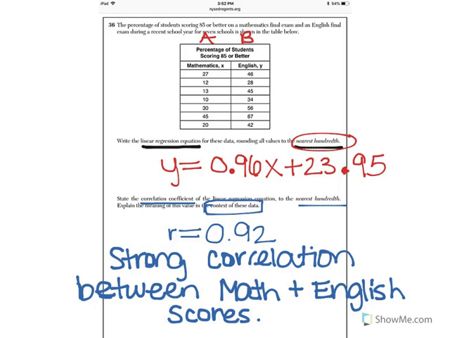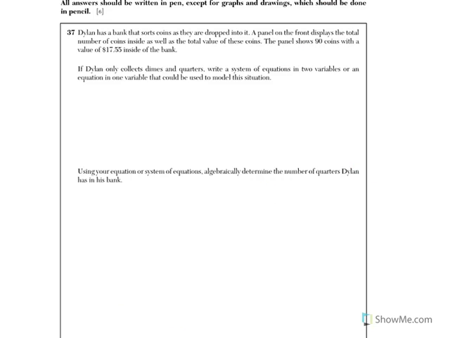So what we have to remember with this is that the closer the correlation coefficient, the R value, is to 1 or -1, the stronger the relationship. But once it gets closer to 0, then it becomes a weaker relationship. And when it talks about the context of the data, you really have to go back, reread the problem, and make sure that you're answering in terms of the actual problem. So in this case, the math and the English scores of students scoring 85 or better.